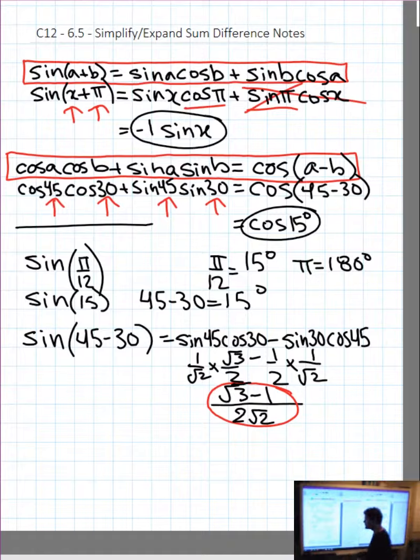255 could be 180 plus 75. Or 180 plus 45 plus 30. Or 285 could be 180 plus 105, and 105 is 60 plus 45. All sorts of examples. On to the next section, double angles, where the sum identities came from, or vice versa.